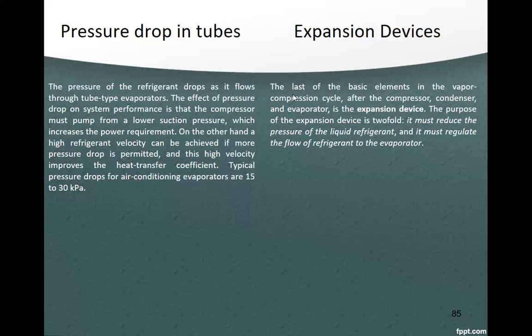Expansion devices. So, ito na yung the last of the basic elements in the vapor compression cycle after compressor, condenser, and evaporator, which is the expansion device. The purpose of the expansion device is twofold. It must reduce the pressure of the liquid refrigerant and it must regulate the flow of refrigerant to the evaporator. Okay? So maraming kasi ito. Maraming types. So hindi natin na dito.